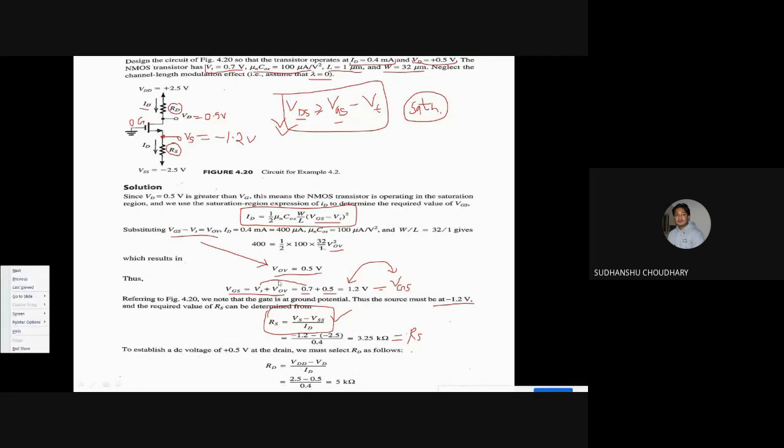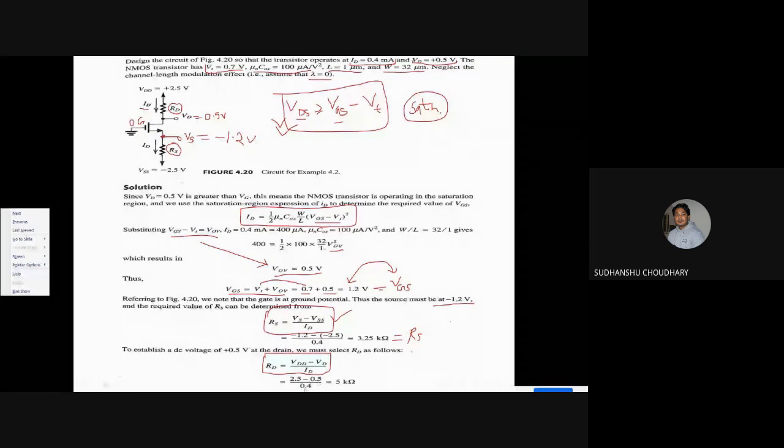Now we have to find RD. For RD, VD is known, VDD is also known, ID is also known. So similarly, one can find out RD. RD would be VDD minus VD by ID. All values are given to us, so we plug in these values. VDD is 2.5, VD is 0.5, and ID is 0.4 milliamperes. So we get RD as 5 kilo ohms. That is, the drain resistance is now found as 5 kilo ohms.